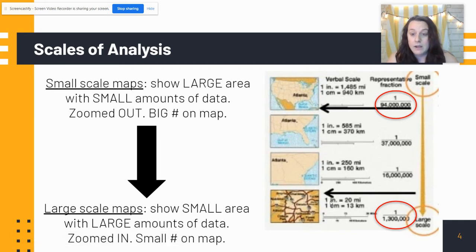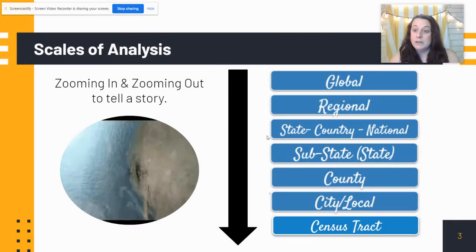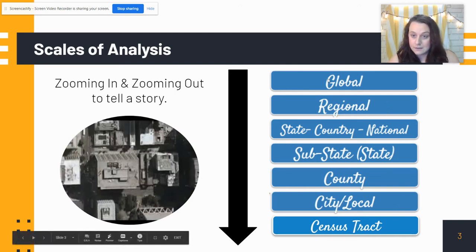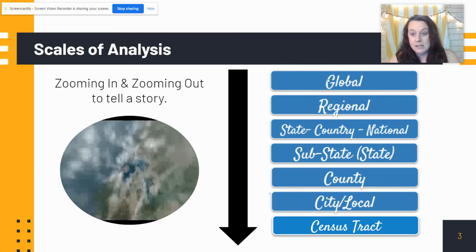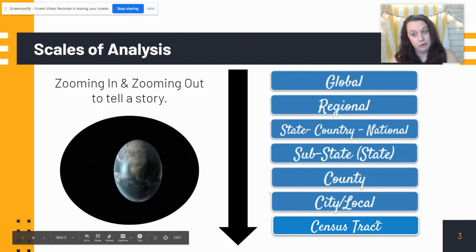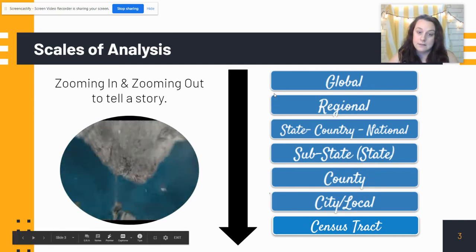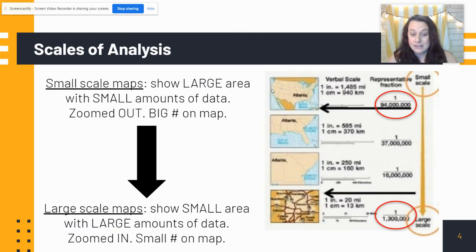And you can see 1 inch here is equal to 20 miles, right? Whereas on the small scale map, 1 inch was equal to 1,485 miles. So to sum things up, there are two different things that we talk about when we talk about scale. We talk about the scale of analysis, which asks: is this map showing me a global scale of analysis or a census tract scale of analysis? Then we also need to ask ourselves, is this a small scale map or a large scale map?